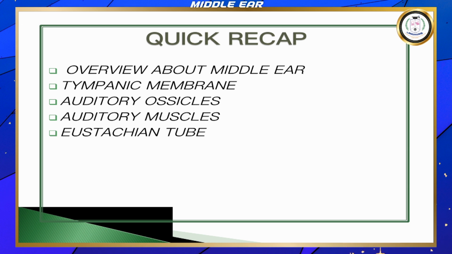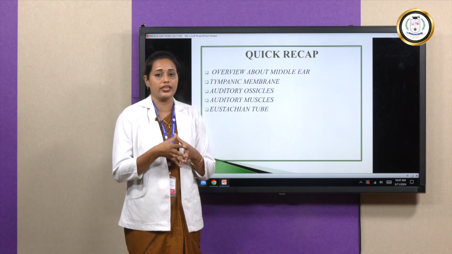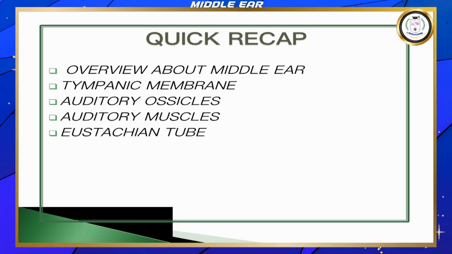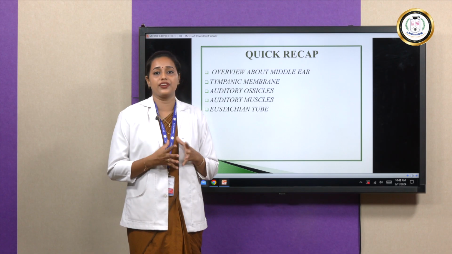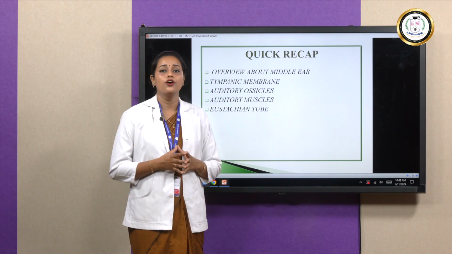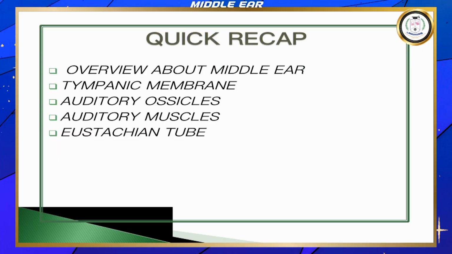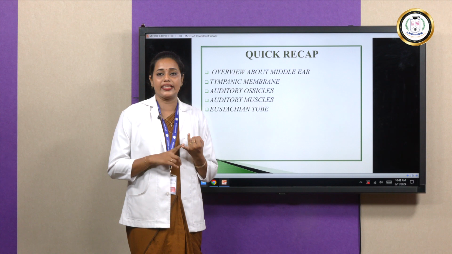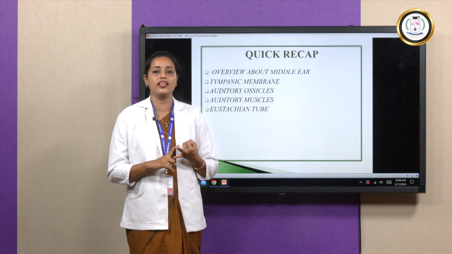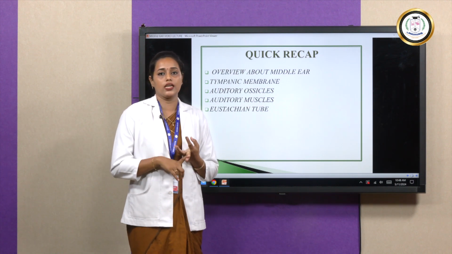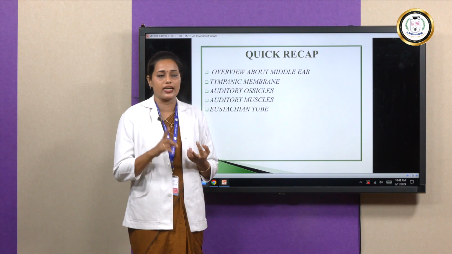Now we'll have a quick recap about today's session. First we discussed about middle ear. What are the structures included in it? We started with tympanic membrane, and the major function of the tympanic membrane is to vibrate in response to any sound stimulus from the external environment. Next, we discussed about auditory ossicles. We have three auditory ossicles. The first one is malleus, second one is incus, and the third one is stapes. This stapes is the smallest bone in our body.